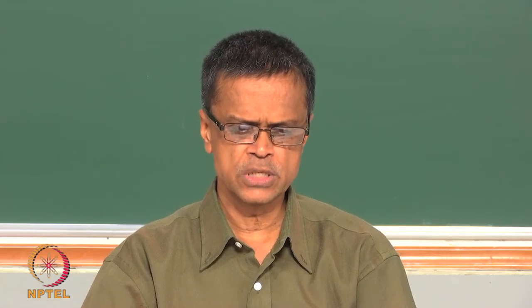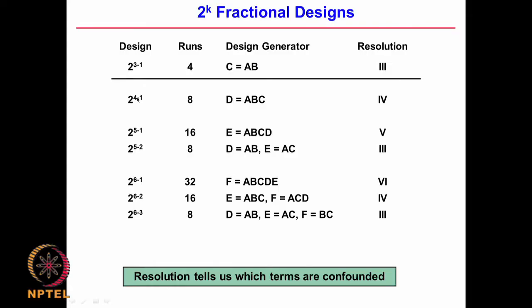So, resolution 3 designs are not generally liked, resolution 4 or above are liked. If you say 2 power 4 minus 1, that means 4 is the number of factors or parameters you are looking at, and this is a half of that. So, 2 power 4 is 2 into 2 into 2 into 2, which is 16, half of that will be 8 experiments. So, you put the new factor D in place of ABC. So, you have a confounding of D and ABC.